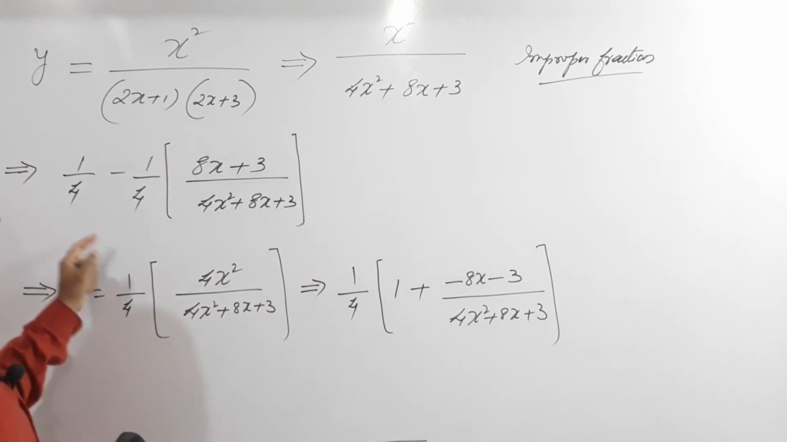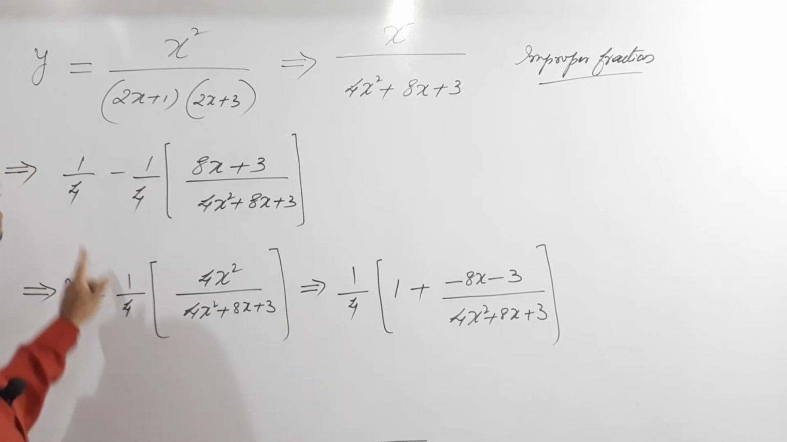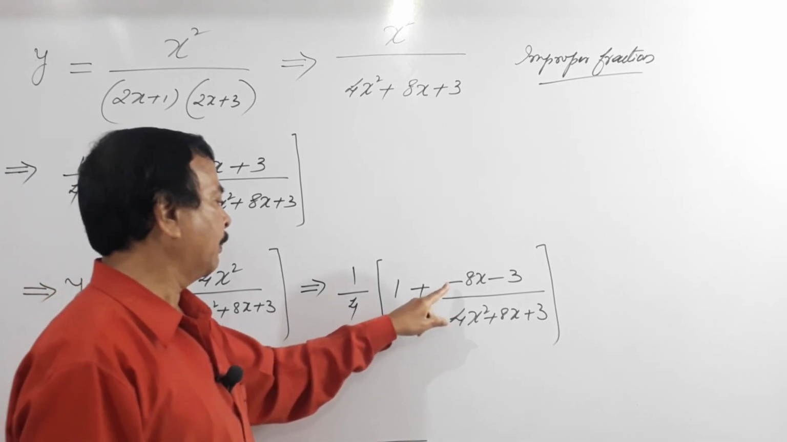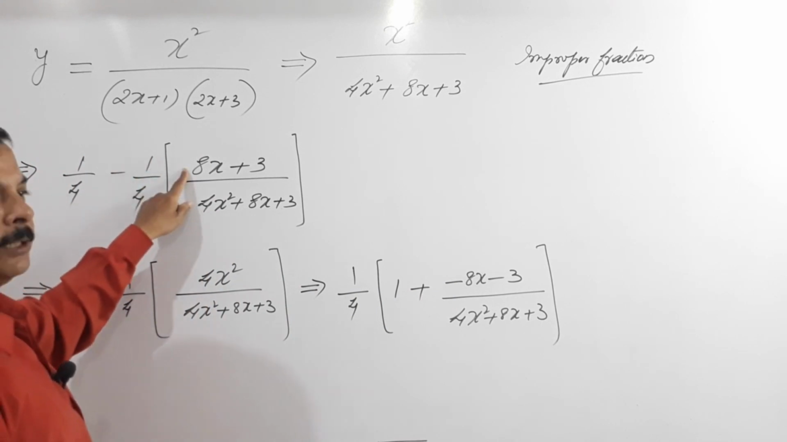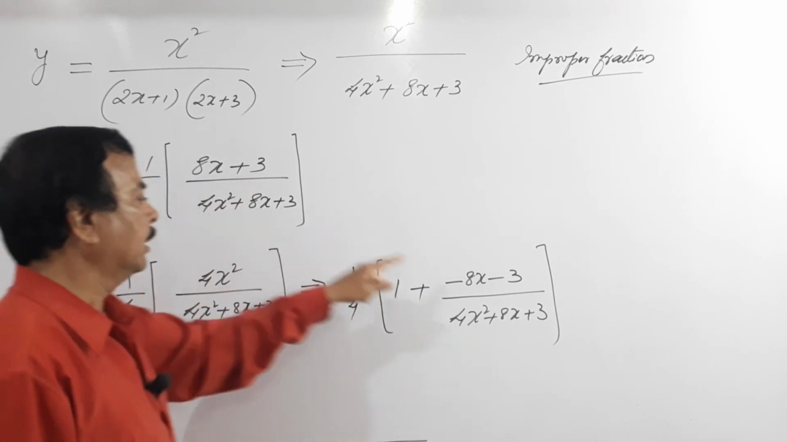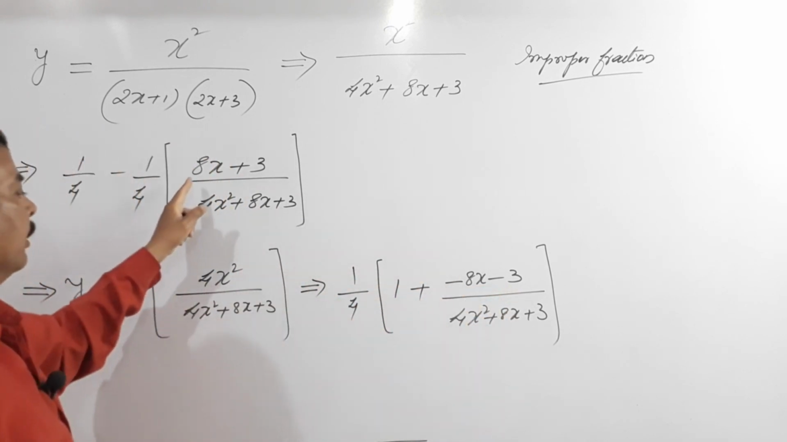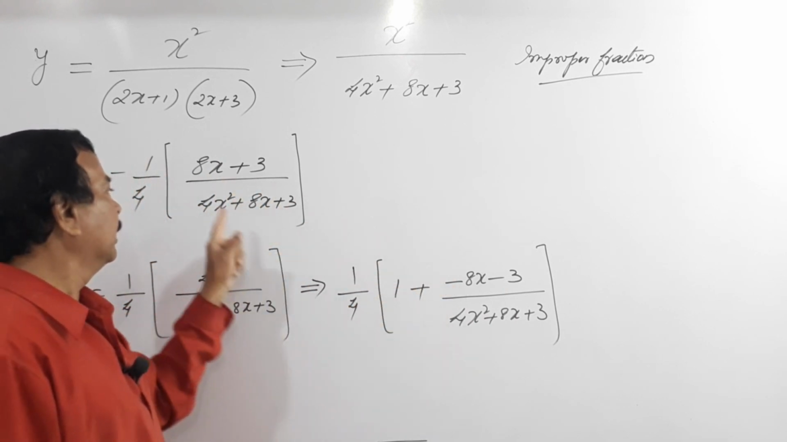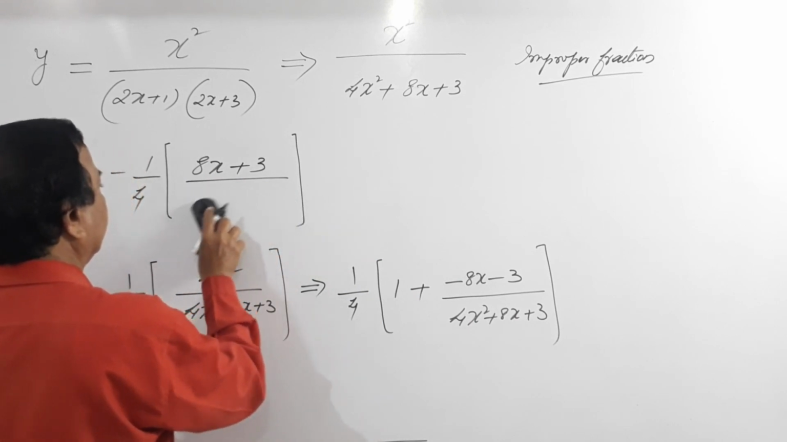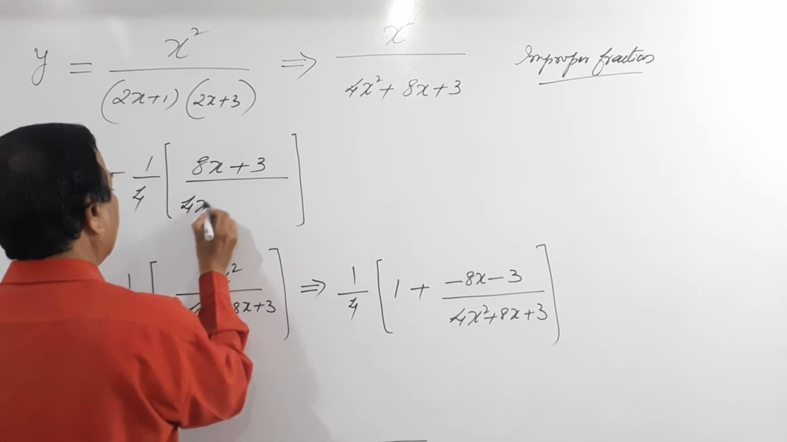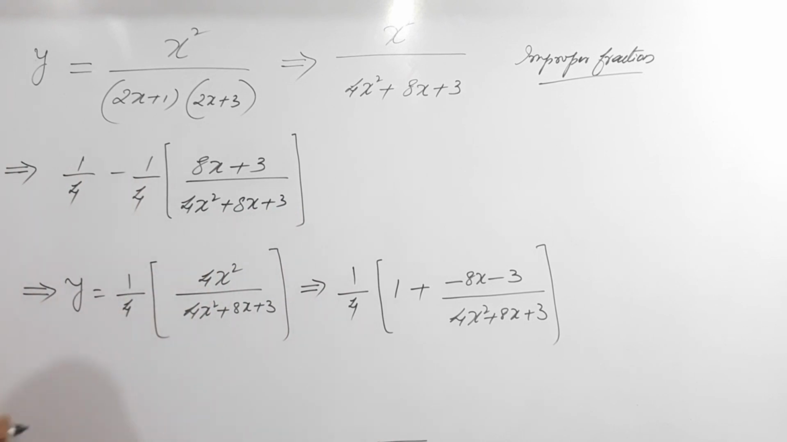So what has happened? This 1 by 4 is here. I multiplied this, so this minus into plus, minus. So you multiply this minus into plus, minus 8x, again minus into plus, minus 3. So this 1 by 4 is pertaining to this, so 1 by 4. So what happens? This 8x plus 3 divided by, I'll write this slightly, this is 4x square plus 8x plus 3. Now it looks neat.